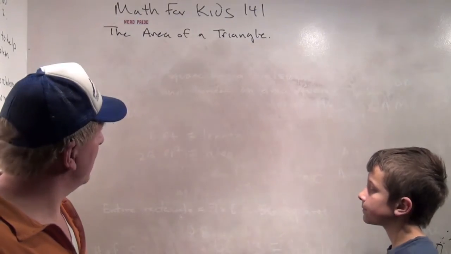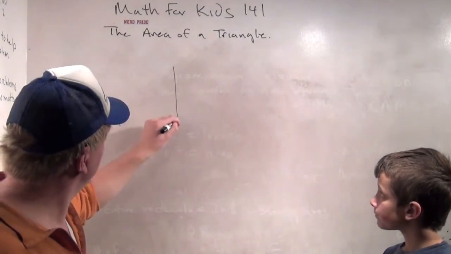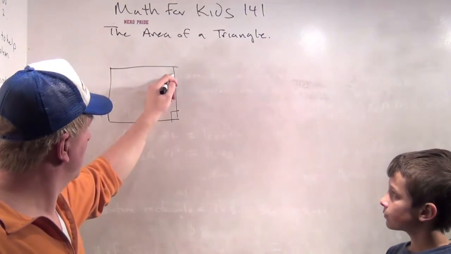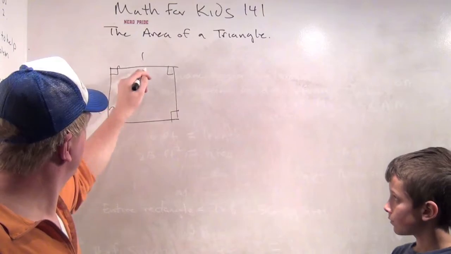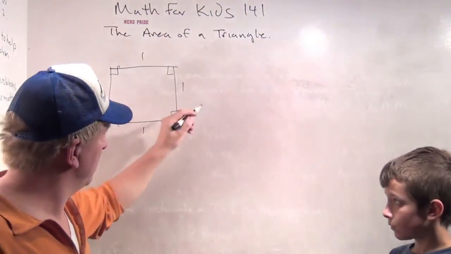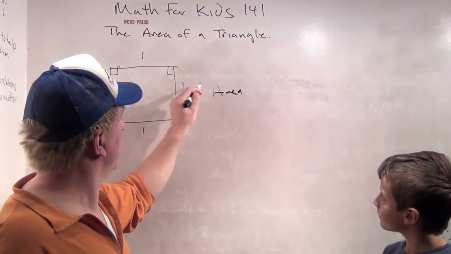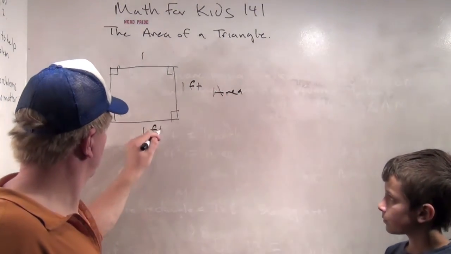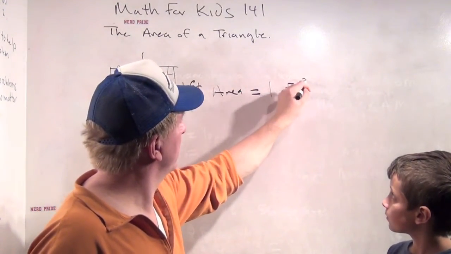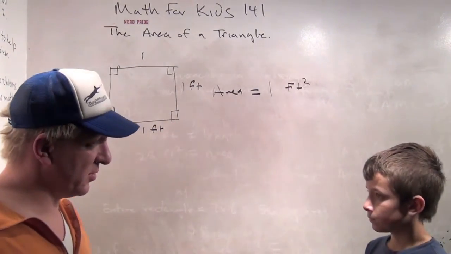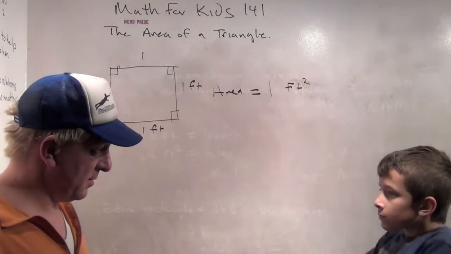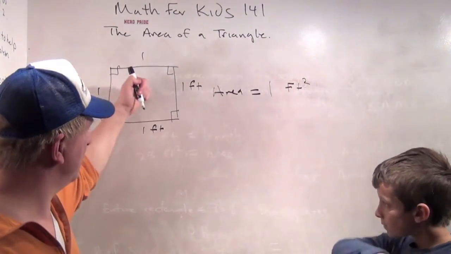You ready? Yep. Okay, so the basic building block for area is a square. We're going to define an area of a square with side length 1. Let's say it's 1 foot, just for fun. We're going to say the area is 1 foot squared, which some people say is 1 square foot. Either way is fine. Does that make sense? This is just a basic building block definition.